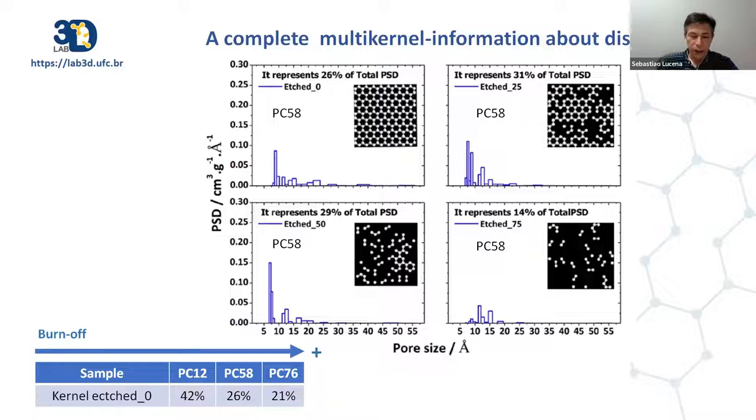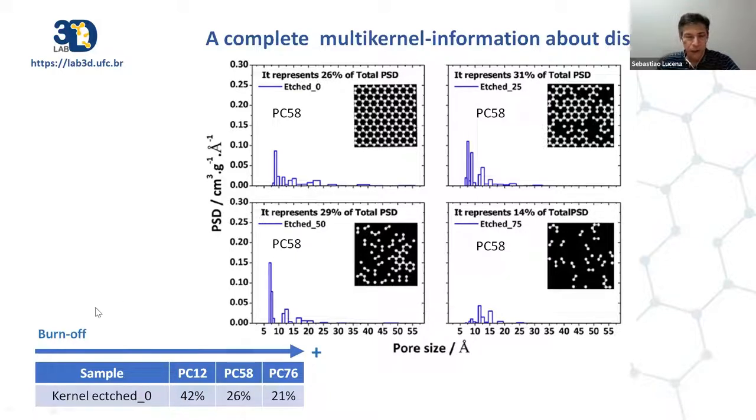But the multi-kernel introduced complexity in the pore size analysis, because before you had only one kernel and now you have four different kernels. We figured out how to present this information to be easily understood. We split the different kernels and sum the values of each one. Then for the same activated carbon PC58, we had 36% of volume from the homogeneous kernel, 21% from the edge 25, 25% from the edge 50, and 14% from the edge 75. We realize that now one can measure the heterogeneity of the material.